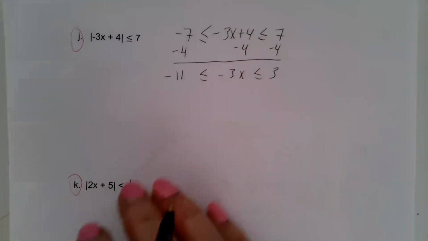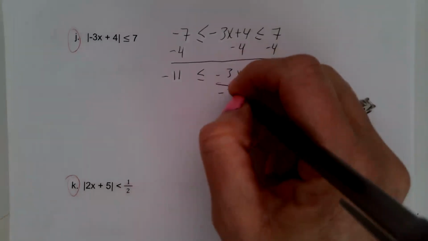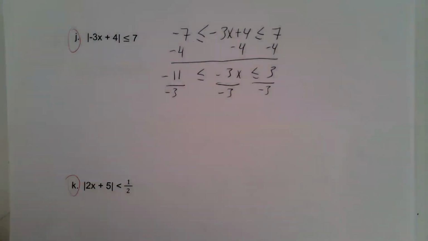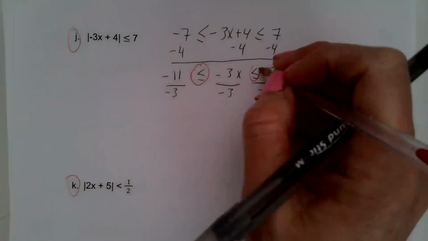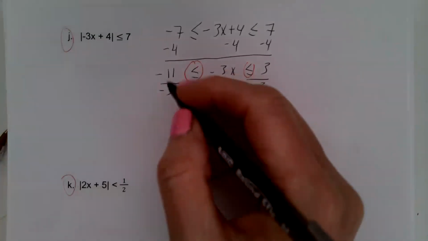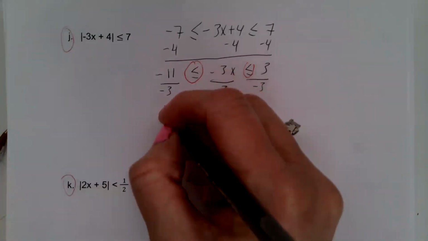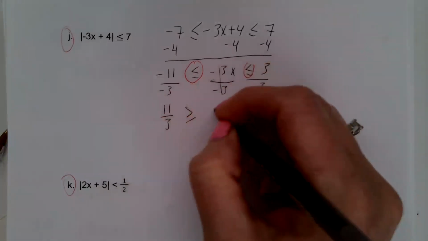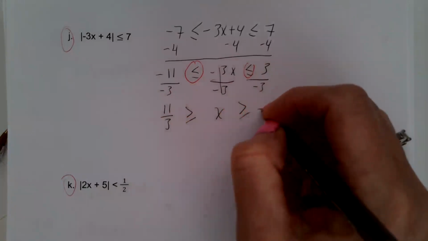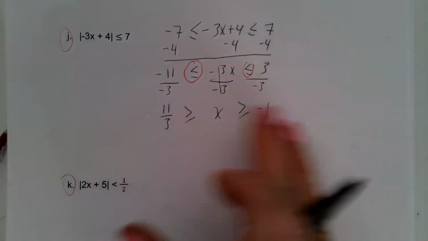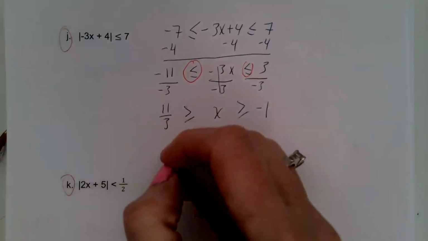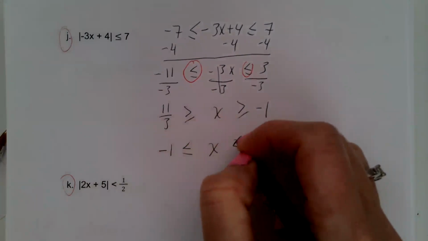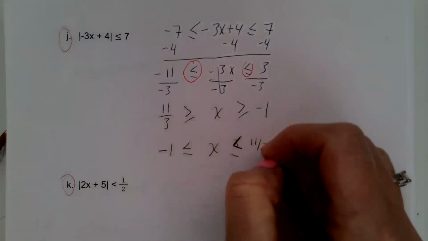And then we're going to divide by a negative 3. But because we divided by a negative, we definitely have to circle. We're going to have to flip our symbols always. So a negative 11 divided by negative 3 is a positive 11/3. We flip that to x greater than or equal to a negative 1. I'm going to rewrite it so my negative 1 is on the left. So it's really a negative 1 is less than or equal to x, which is less than or equal to 11/3.